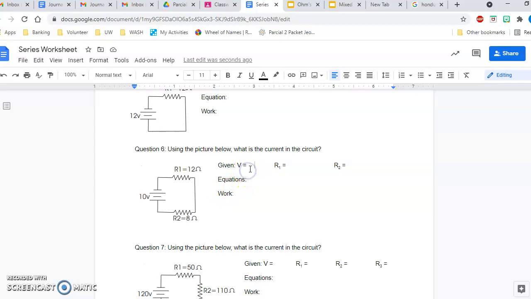So the first thing we see is a voltage. So we're going to write that our battery has 10 volts. The next thing we're going to write is that R1 is equal to 12 ohms.